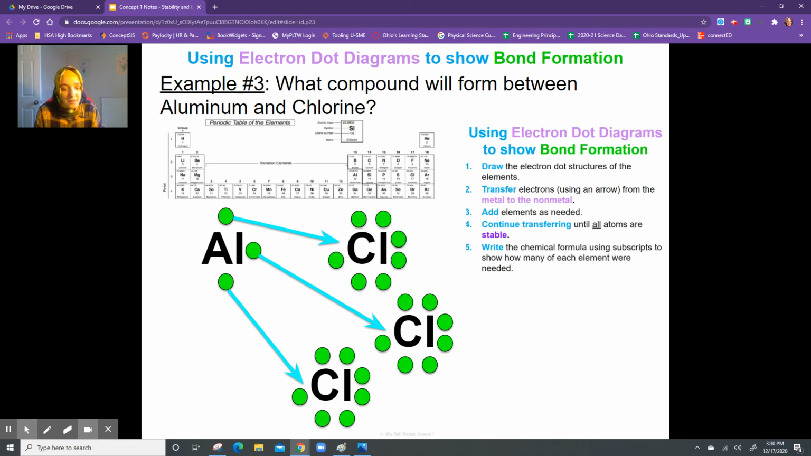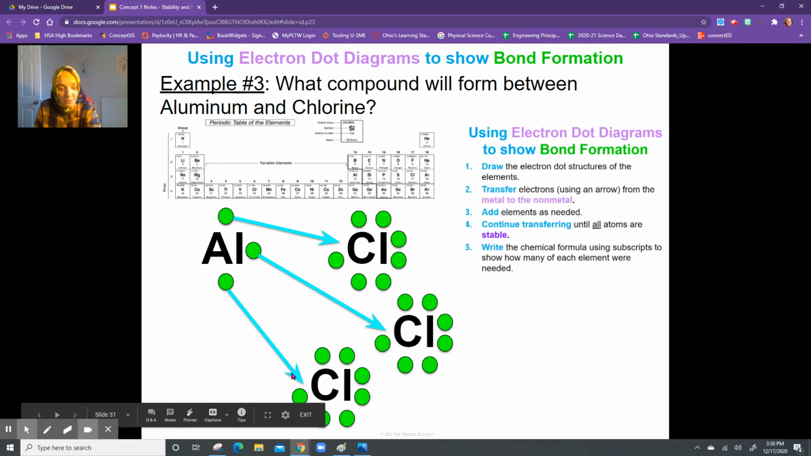Since we are trying to make a compound between aluminum and chlorine, and nothing else, we kept using the same chlorine, right? Because this is what we want to do. Just to help aluminum get rid of all those 3, we used 3 chlorines. So in this case, aluminum made 3 bonds in total, like 1, 2, 3. However, the chlorine just makes 1 bond, right? This chlorine makes 1 bond. This chlorine makes 1 bond. This chlorine makes 1 bond.